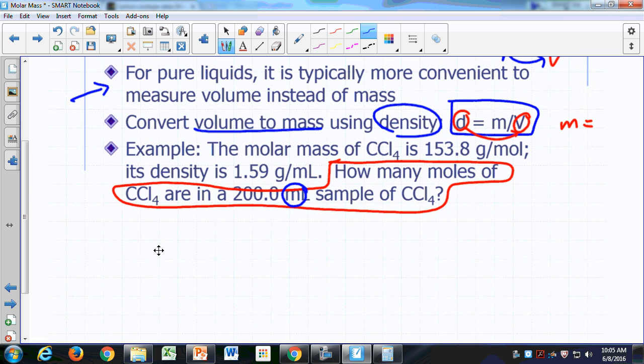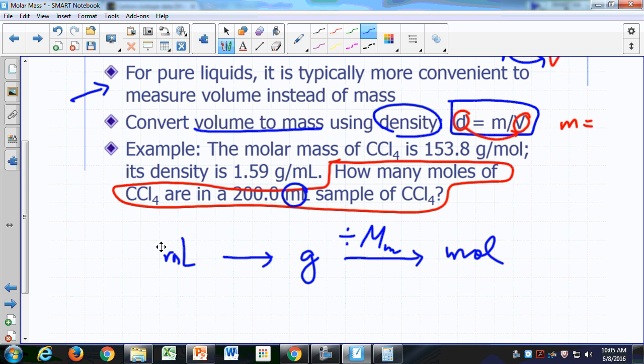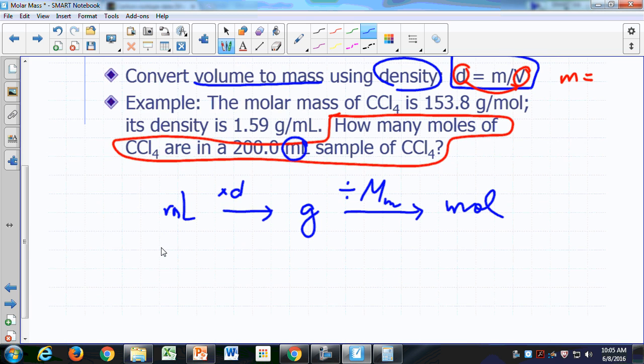We measure the volume. So let's say we measure 200 mils of carbon tetrachloride. I have milliliters of carbon tetrachloride. I have to change that to grams first. And once I know the amount in grams, since it's a pure substance, I can just convert it to moles. So what information do I need to go from grams to moles? I need the molar mass, right? Grams divided by molar mass gives you moles. Milliliters, that's volume, multiplied by density, that gives me grams. So let's see what we can do with this.